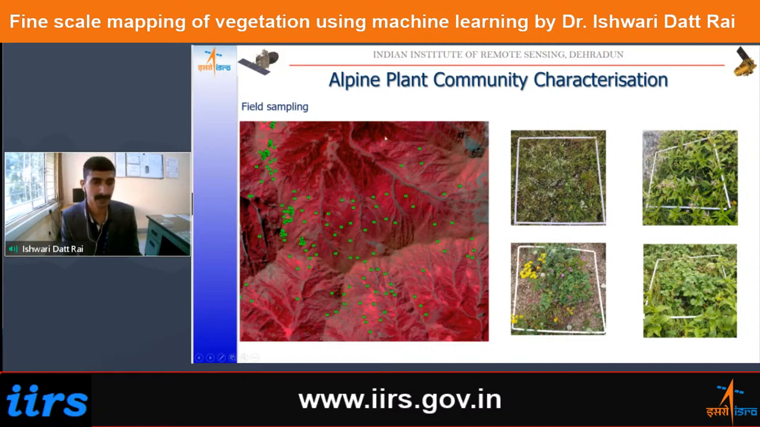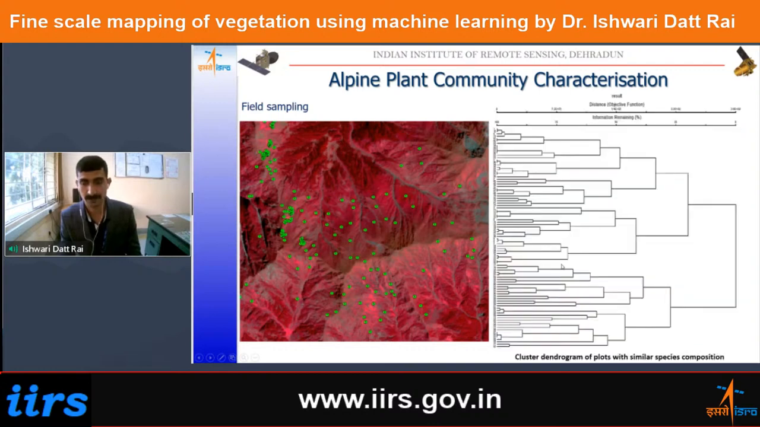This is the alpine area, and these dark patches in this FCC of Sentinel-2 depict the forested area. These are the ground samples collected for different vegetation that we could differentiate physiognomically while on the ground. And these are the sample plots, ground truth plots collected for this part of the alpine landscape, and here you can see different photographs of those ground vegetation.